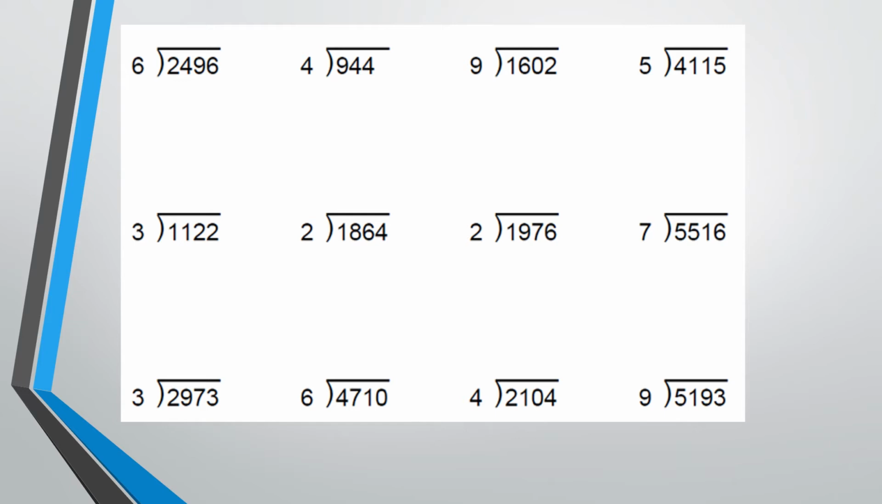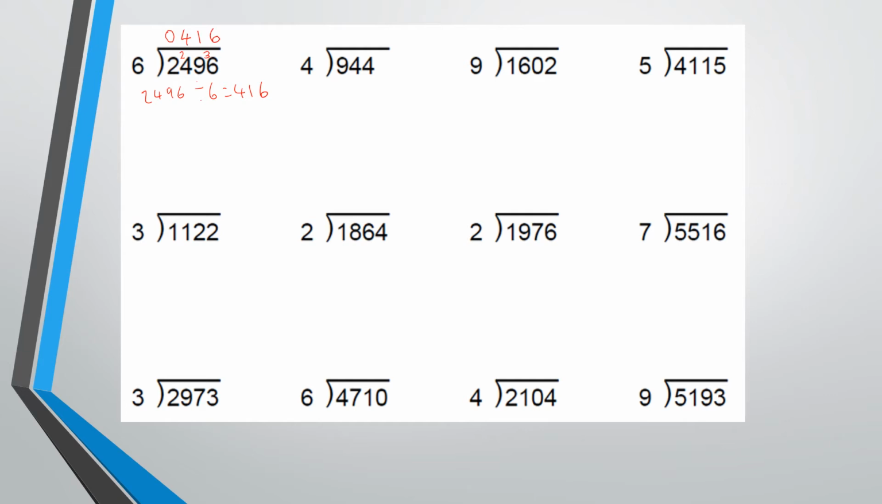So 6 won't go into 2, so we're going to put a 0 and carry the 2. 6 is going to go into 24 4 times. 6 will go into 9 once with 3 left over. 6 will go into 36 6 times. So 2496 divided by 6 is 416.